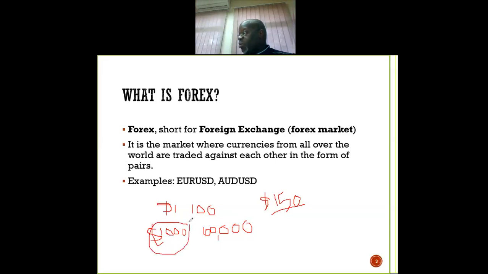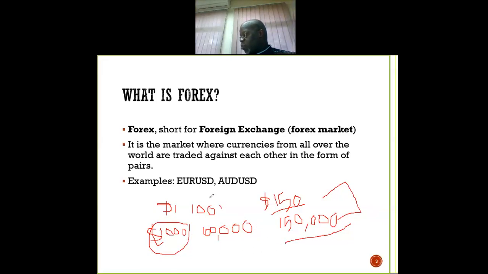Well, when you come back to Kenya and you exchange the $1,000 that you didn't use, what will you have? You will suddenly have 150,000 Kenya shillings. So what has happened there? Suddenly, the value of your money has just increased, yet it is the same dollar. Same dollar.